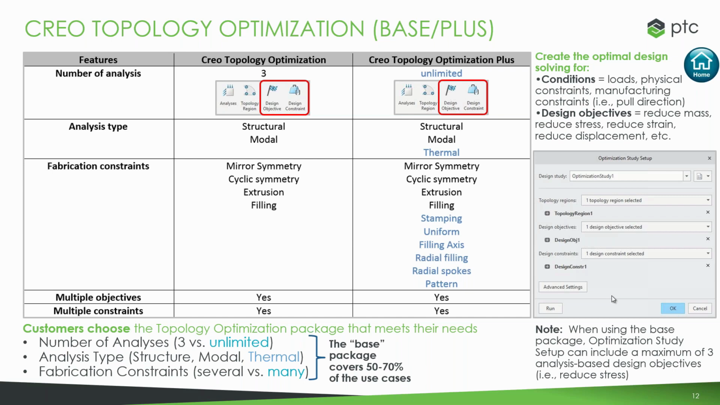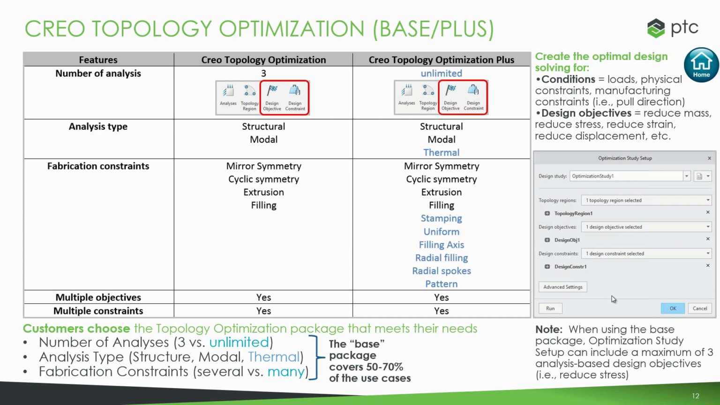Okay, and then with the plus, you get unlimited number of analyses. Okay, you get additional thermal as well here, but then you get stamping, uniform, filling axis, a few more additional analyses. Okay, so that's the difference of these.